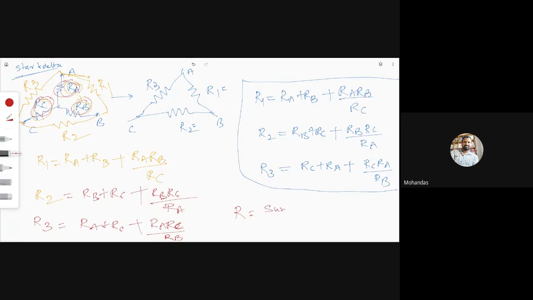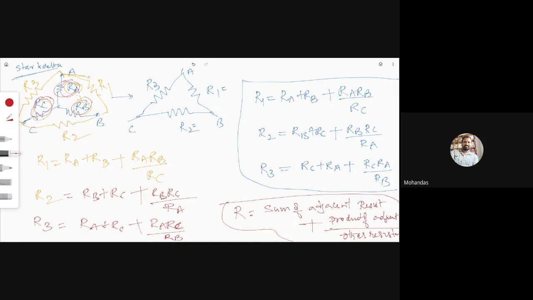So how to remember? Sum of adjacent resistors plus product of adjacent by opposite resistance, remaining resistance or other resistance. So remember it like this, it will be easy for you without by-hearting.